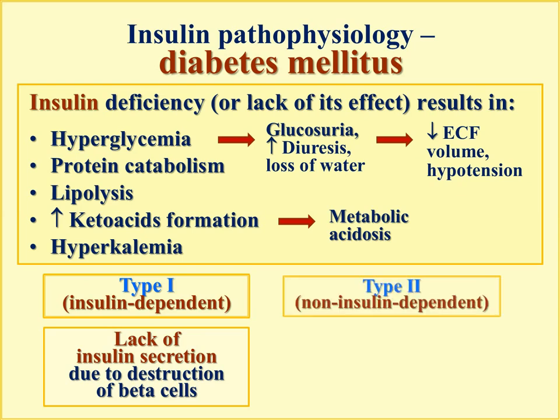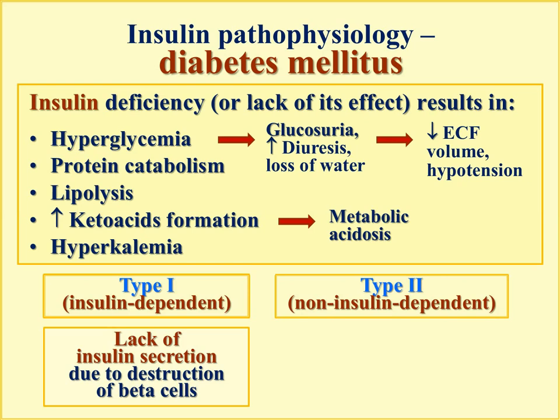And much more widespread is type 2, non-insulin dependent diabetes. This type of diabetes develops slowly, gradually, and usually appears after 40 or mostly after 50 years. And it's highly associated with obesity. One of the main risk factors for type 2 non-insulin dependent diabetes mellitus is obesity.